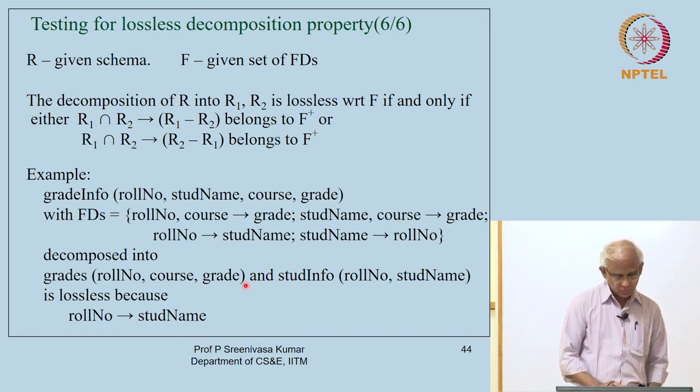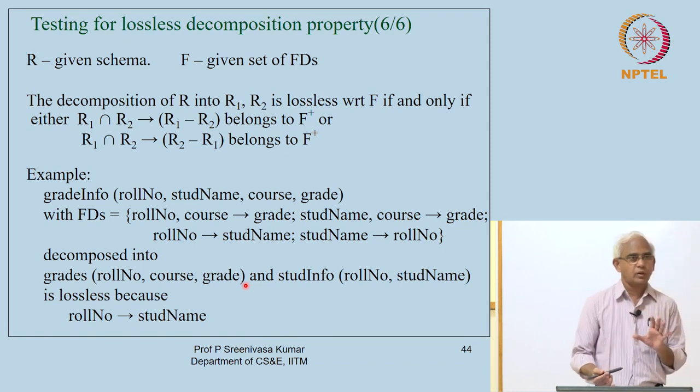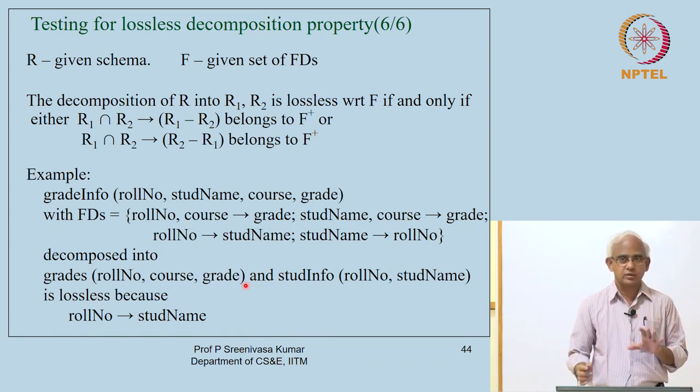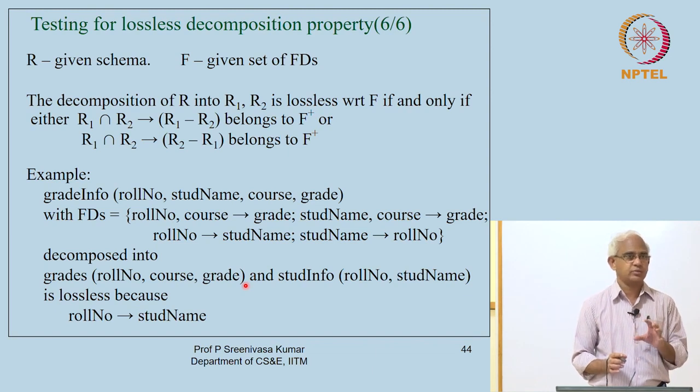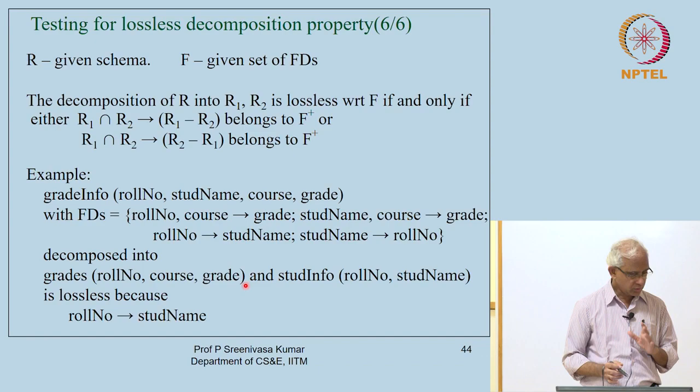Okay. So in summary, what we have done today is to observe that there are some interesting properties that we desire for decompositions. These are called lossless join property and dependency preserving property, and we have defined them formally, and then we have looked at an algorithm for checking the lossless join property for a decomposition. Okay, good. So we'll stop here.